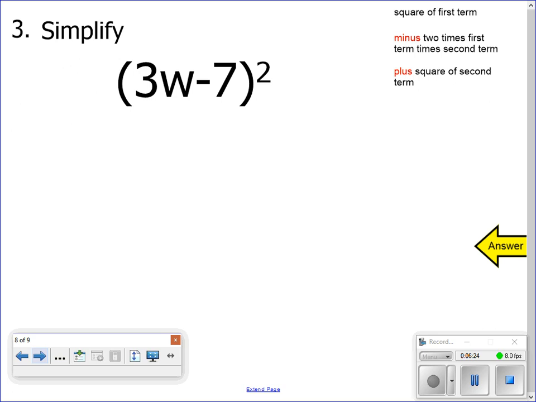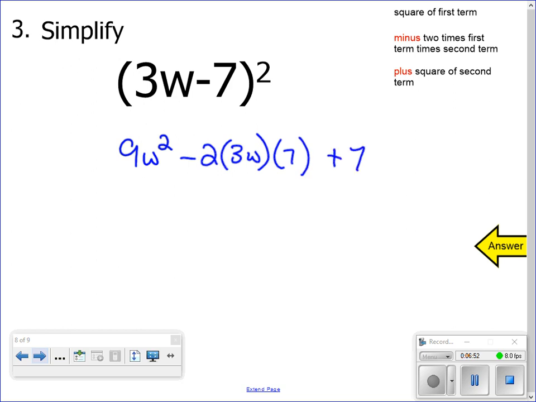This next one, we have the square of a difference. So when we have the square of a difference, again, remember that we're taking the square of the first term. So the square of the first term would be 9w squared, because remember we have to square 3 and w, so 9w squared. Then it says 2 times, so minus, this is the difference, minus 2 times the first term, which is 3w, and the second term, which is 7. And then plus the square of the second term. Remember, this is the exact same thing that we do for the square of a sum. The only difference is that the middle term is now being subtracted instead of being added.